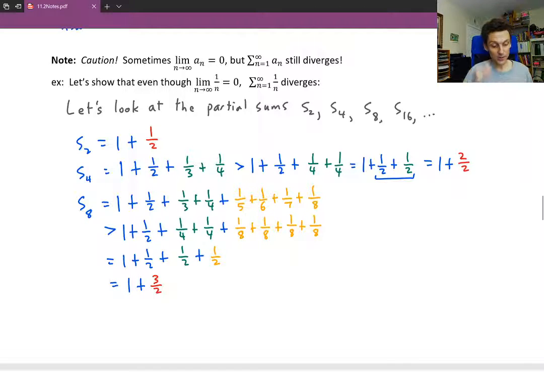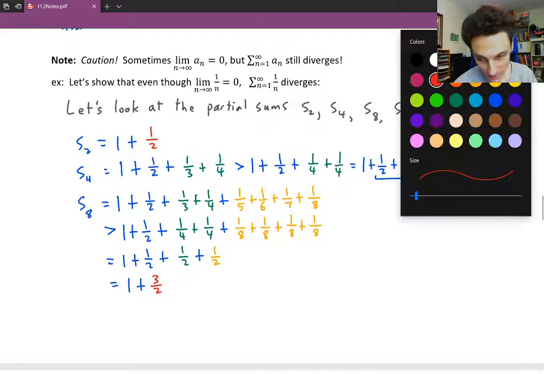Now the actual partial sum is even bigger than that, but notice what's happening here. The farther out we're going in the partial sums, we eventually get to 1 plus 1/2. Then later in the partial sums, we get to 1 plus 2 halves. Then later, we get to 1 plus 3 halves. Eventually, you can imagine we're going to get to 1 plus 4 halves and 1 plus 5 halves, 1 plus 6 halves, and so on.